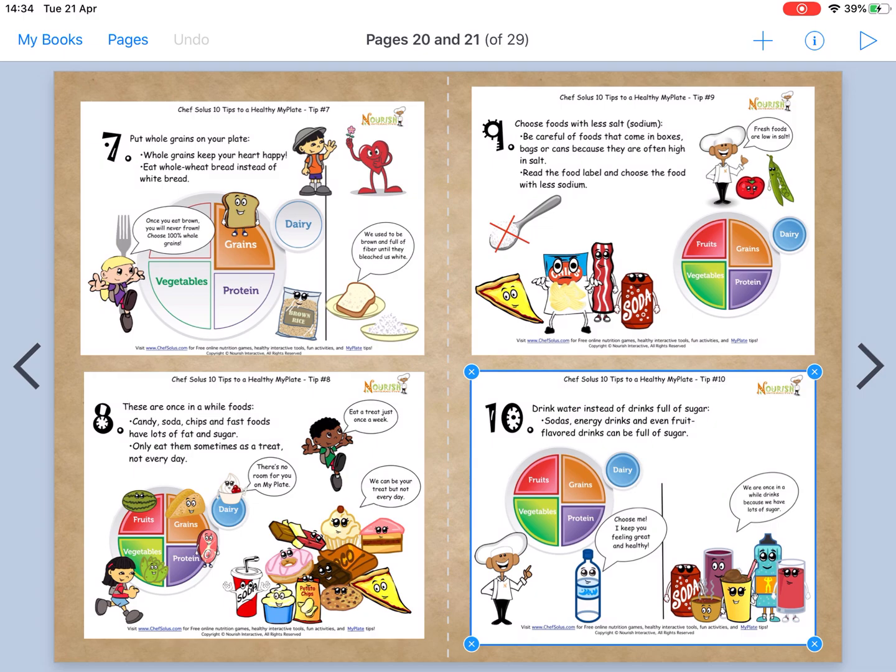And his last little tip says drink water instead of drinks full of sugar. Even fruit juices actually have got a lot of sugar in them compared to if you were to eat the actual fruit. So we need to try and make sure that we drink lots of water rather than fruit juice and energy drinks and soda drinks and things like that. You should be aiming for 1.5 liters to 2 liters of water every day to keep your body in tip-top condition. So think to yourself, how much water have you had today?